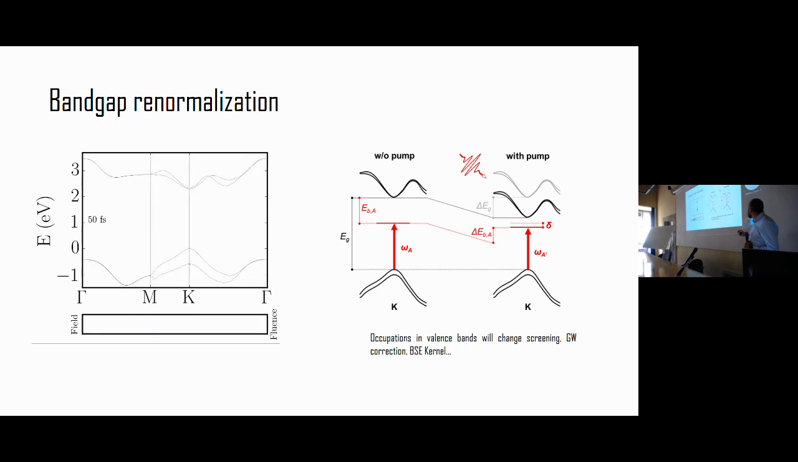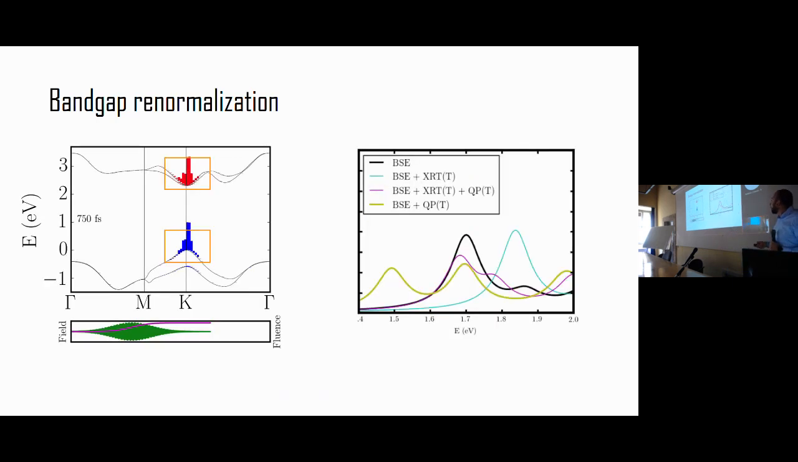One important thing is that the population will change the dielectric screening. So this will have an important change in the GW and in the Bethe-Salpeter. So you cannot calculate directly Bethe-Salpeter on top of this partial occupation with the GW of equilibrium, because if not, it won't fit the experiment.